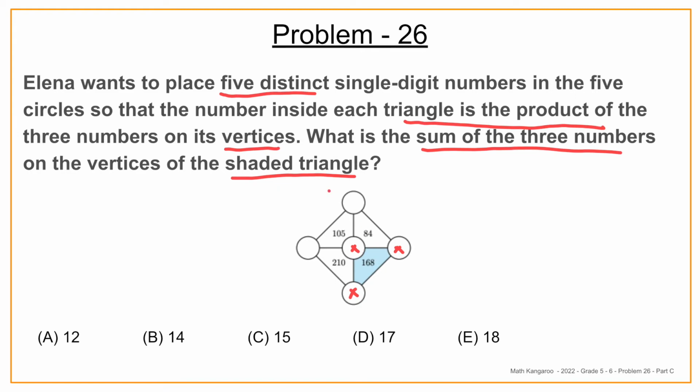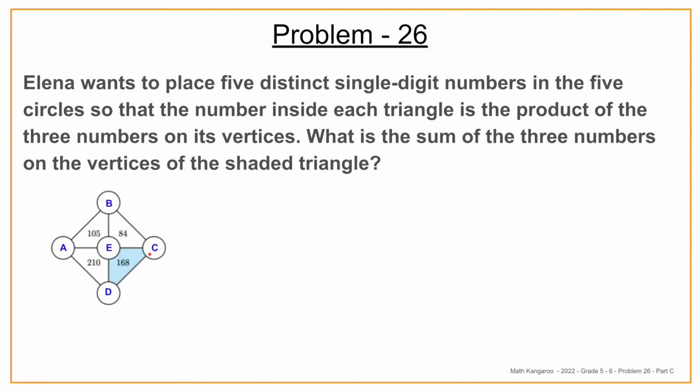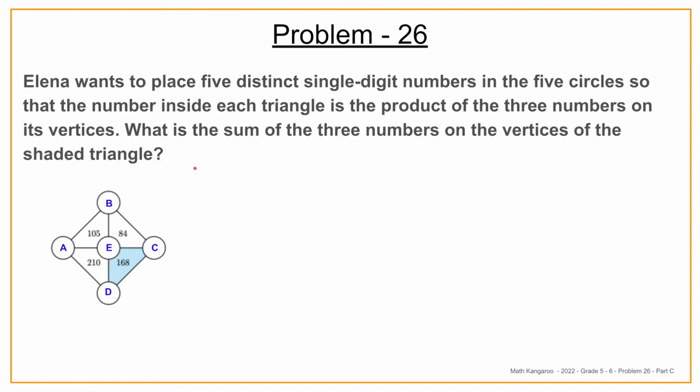Let us name these circles so that it would be easy for us when we are referring to them. We name them A, B, C, D, E, and E is the common one. To solve this, we will start by considering the factors of the given product. So we will take the first number, 105.